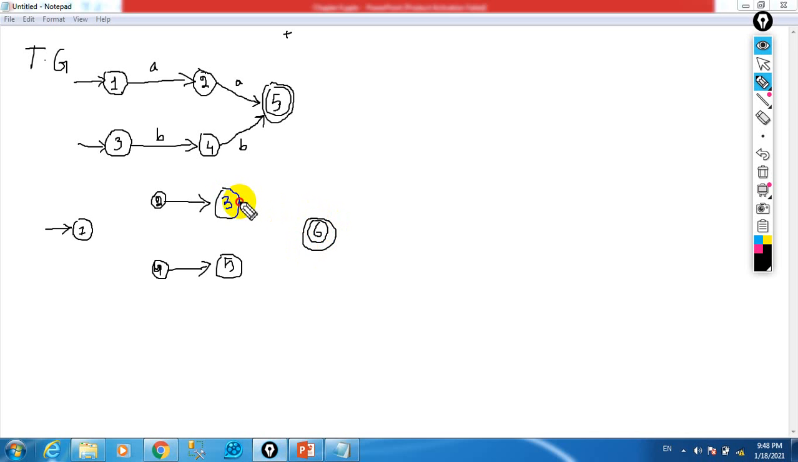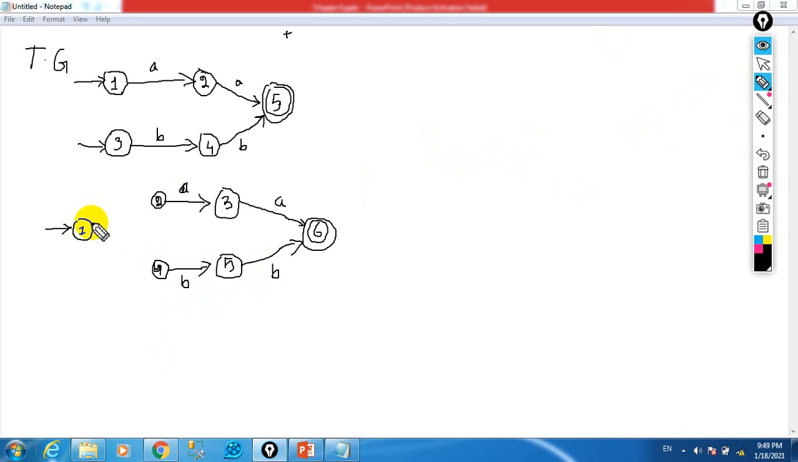Okay, so now it will have also a transition. So this is label A, input A, and this is input A also, and this is input A also, and this is input B. Sorry, this one is input B.